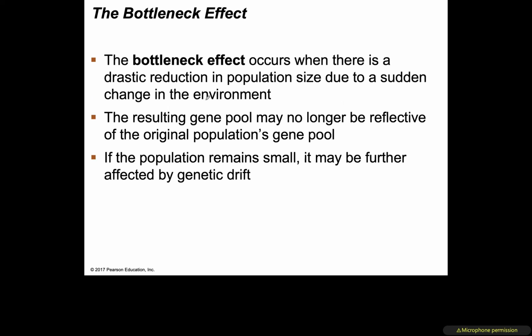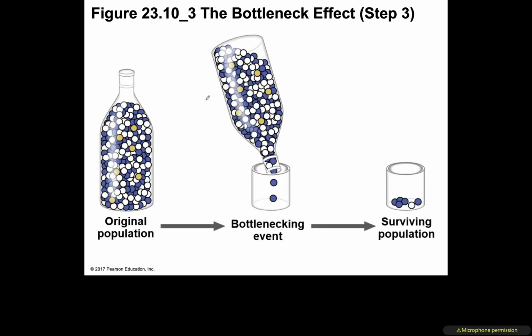population again. And so the result of the gene pool may no longer reflect the original population's gene pool. Now, if the population remains small, it may be further affected by additional genetic drift. So when you look at your bottleneck effect, let's go ahead and look at the original population. So here is your original population. You can see there's a lot of blue alleles. There's a lot of white alleles, okay? And there are very few yellow alleles, right?